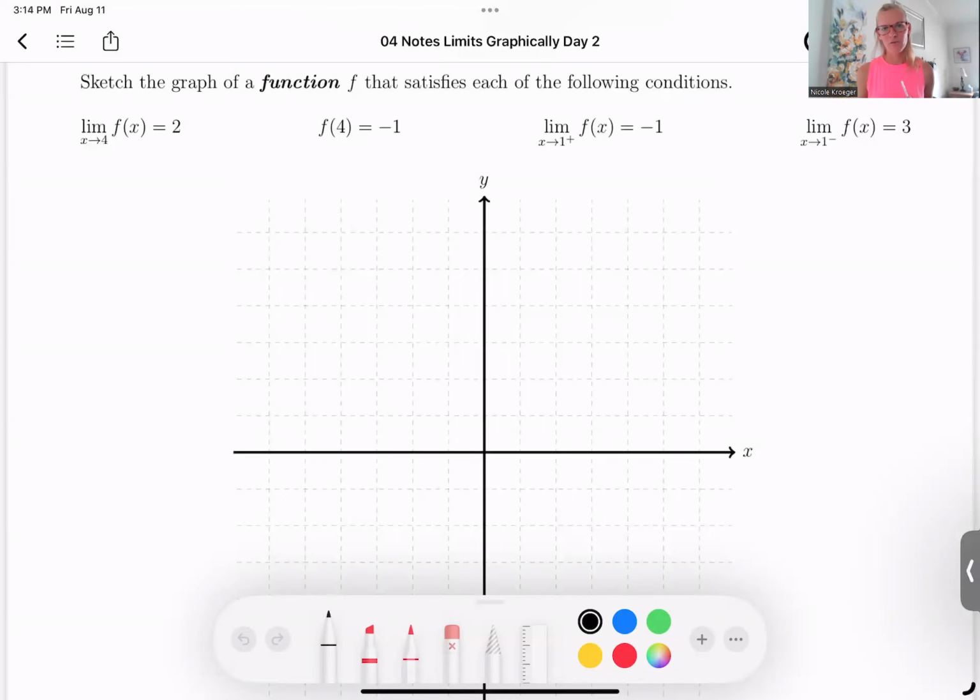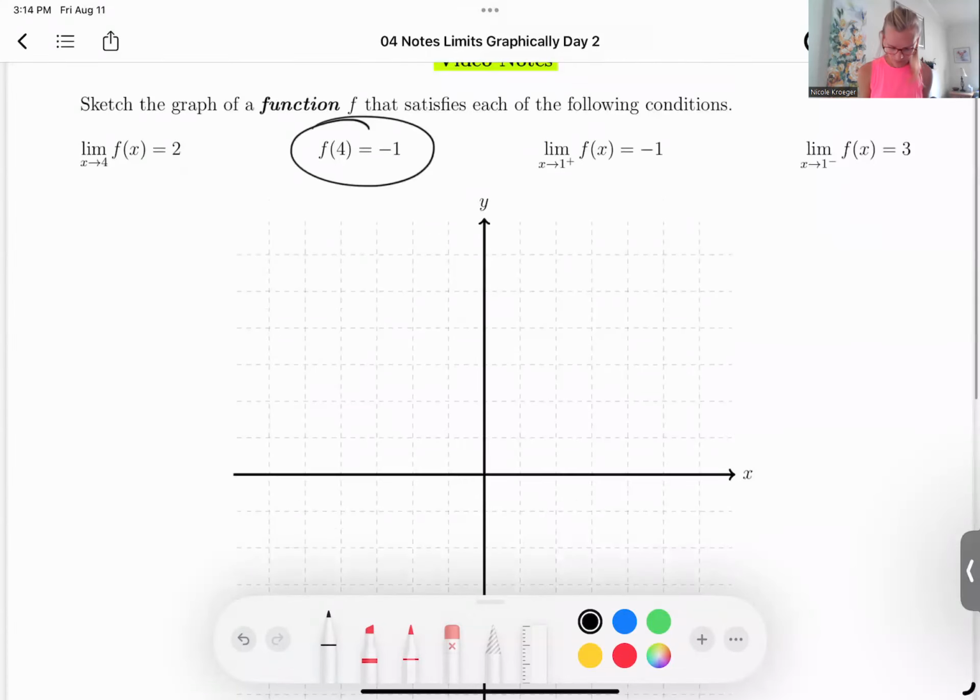There's one of these pieces of information that I think is easiest to start out with, and that's the fact that the value of the function at 4 is -1. That means the actual value of the function at 4 is -1, so I can put a closed circle there. So if I go 1, 2, 3, 4, -1. Okay, so I've got this point here. That's f of 4 is -1, so I've taken care of that. So I have to have that point on my graph. It might not necessarily be connected to the rest of the graph, but I have to have that point there.